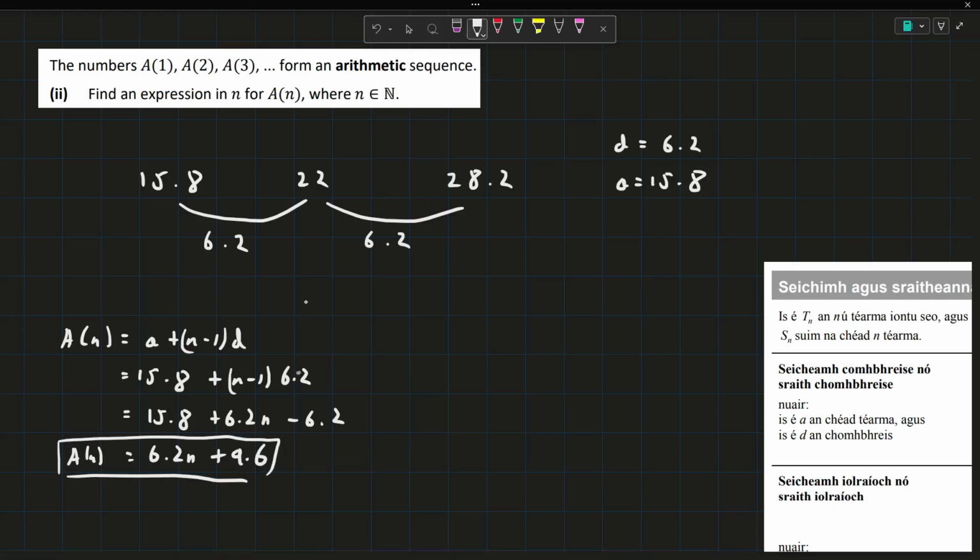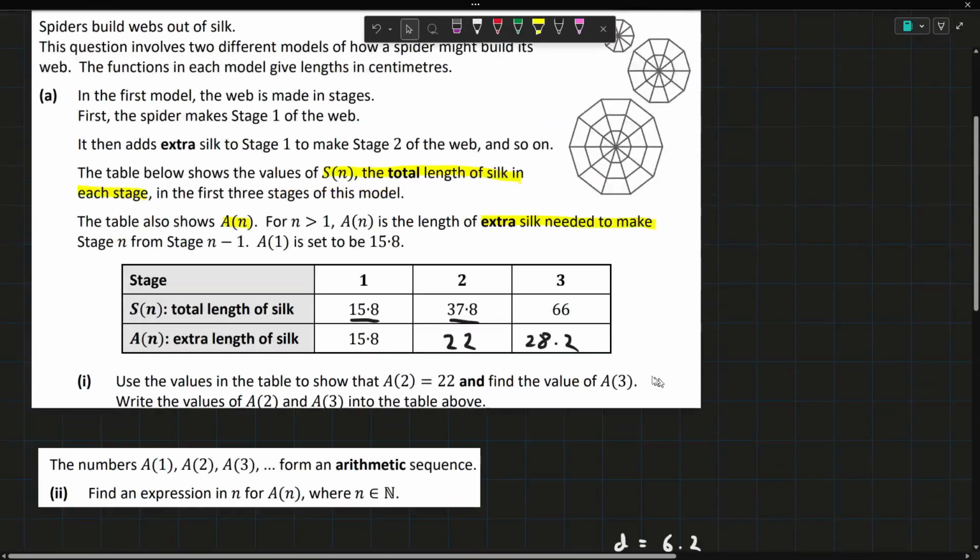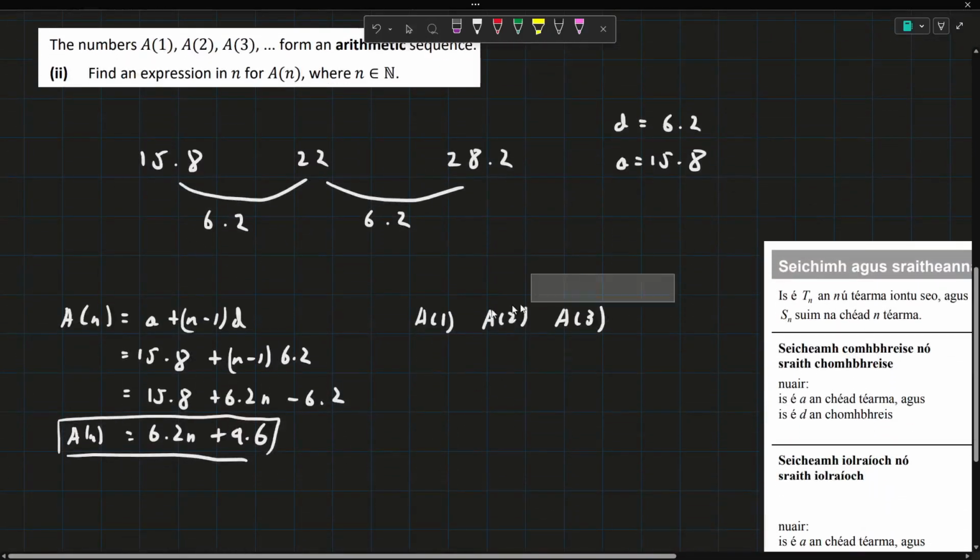And a way that you could check this is sub in 1 for n, sub in 2 for n, and sub in 3 for n, and make sure that it's the same as these numbers we have here, and that's a good way of checking your answer to make sure that this formula does indeed work.